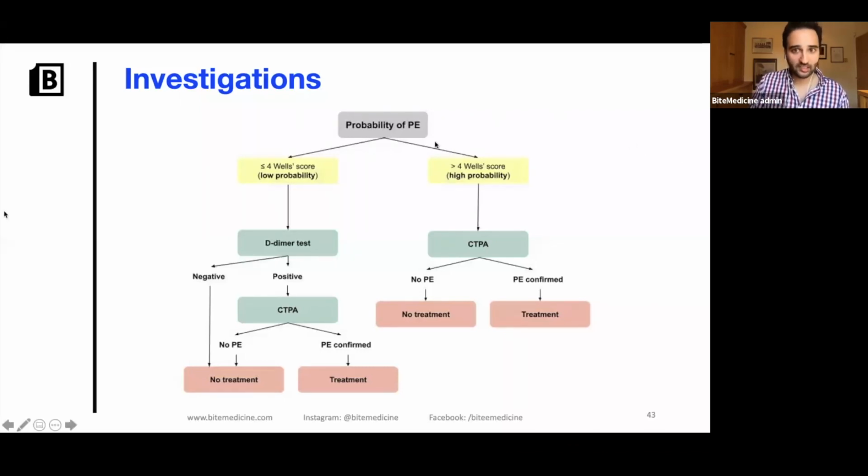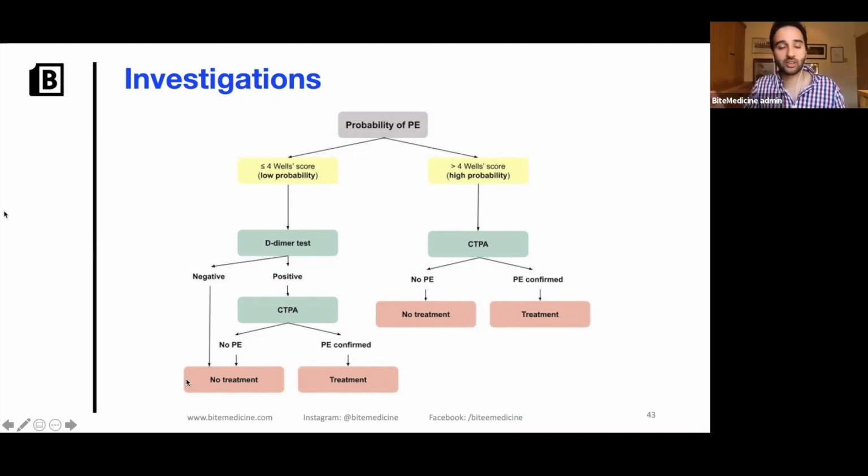So probability of PE: low probability, D-dimer. If it's positive, you then end up doing a CTPA. And then, is there a PE or not? That's going to determine your treatment. If your D-dimer is negative, you don't need treatment.